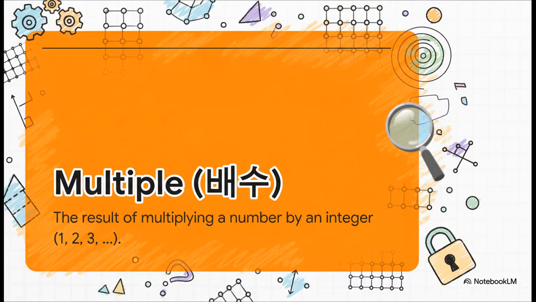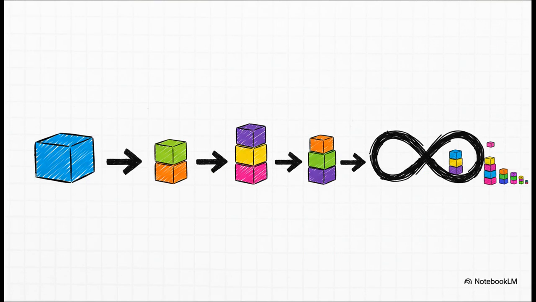Okay, so that's factors. Now let's look at the other side of the coin, multiples. It's a really simple idea. If factors are about breaking a number down, multiples are all about building it up. A multiple is just the result you get when you multiply a number by any whole number. So for a number like 3, what are its multiples? Easy. 3 times 1 is 3. 3 times 2 is 6. 3 times 3 is 9, and you can just keep going forever. It's like this ever-expanding family of numbers, and that's a huge difference from factors, right? That list actually has an end.